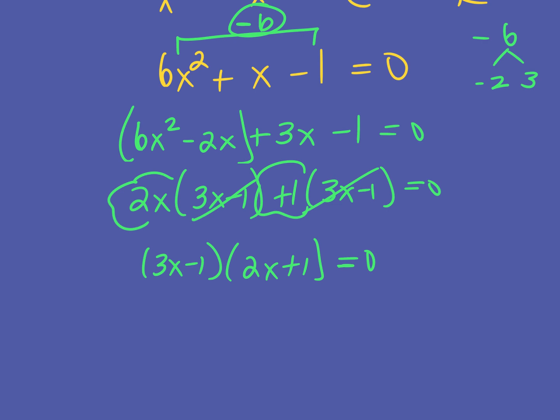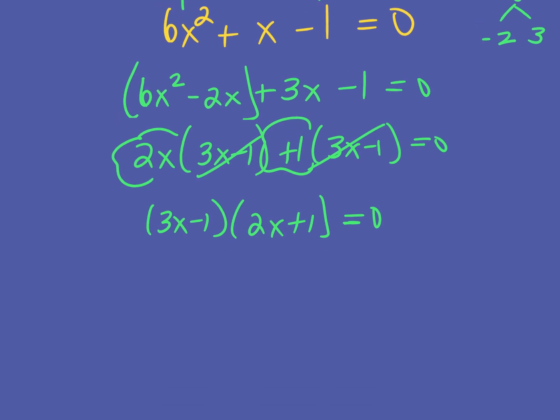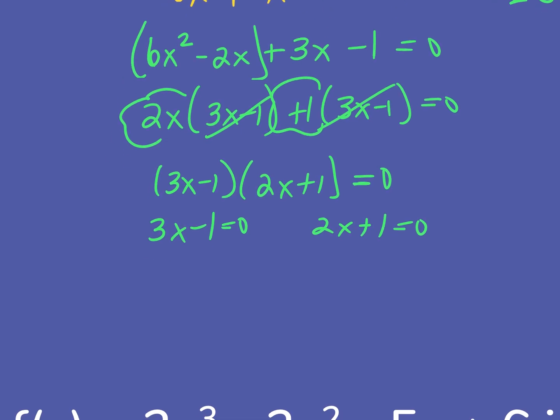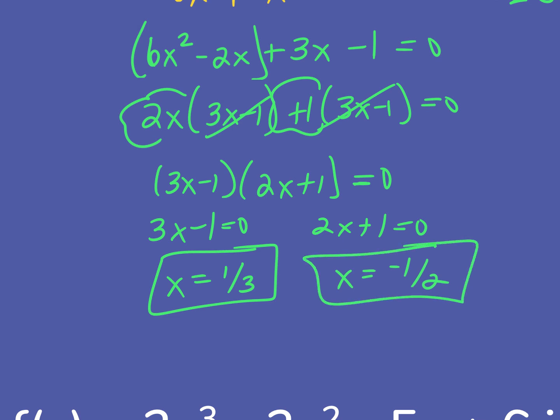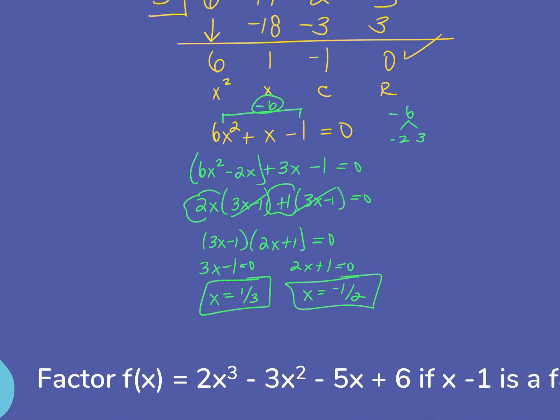Can I solve these two? Yes. So 3x minus 1 equals 0, 2x plus 1 equals 0. So I discovered the other two intercepts. I have one at x equals what? 1/3. And I have one at x equals negative 1/2. Good. We found the zeros, the solutions, the roots. There was 3 of them. We said at the beginning there was going to be 3.